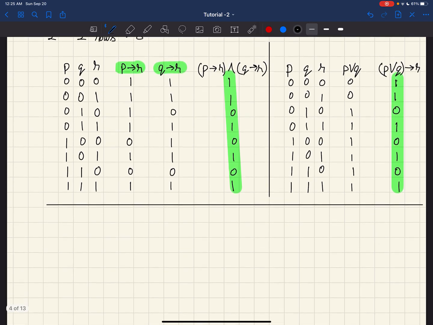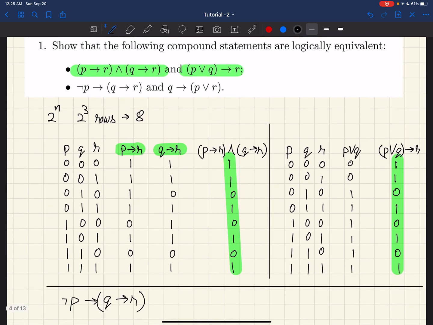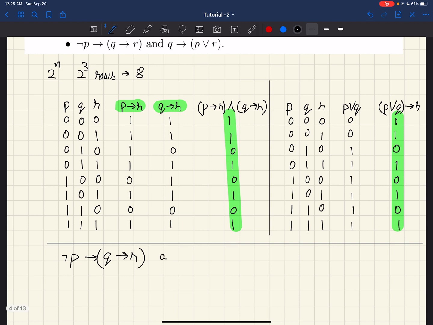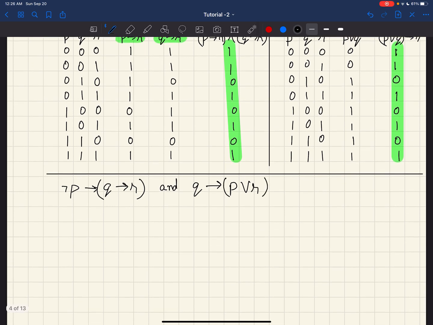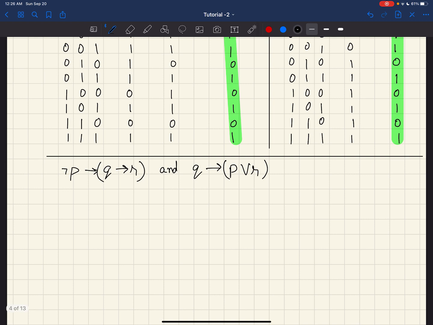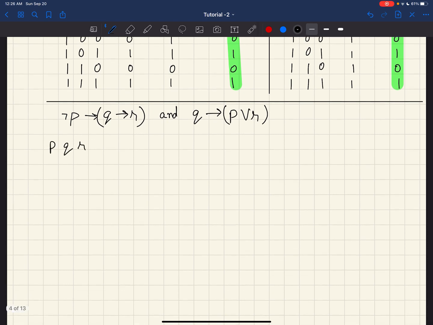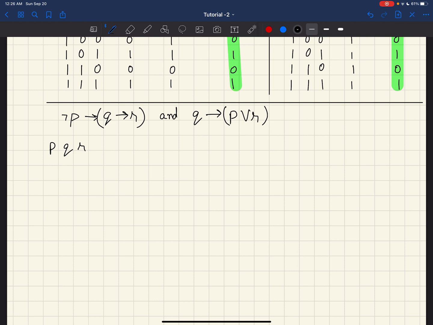We have not P implies (Q implies R), and Q implies (P or R). Let's solve the first part. Now we have P, Q, R. Again, since we have 3 variables, we'll be needing 8 rows.